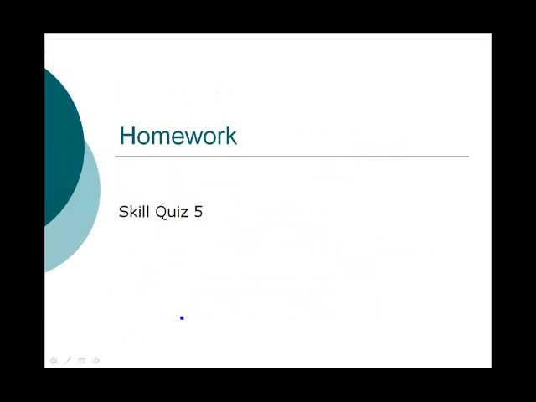For homework, check out skill quiz number 5. Skill quiz number 5 is naming compounds. And it's mixed. It can have any of the types of compounds we've mentioned since you've started your Chem 30 prep.